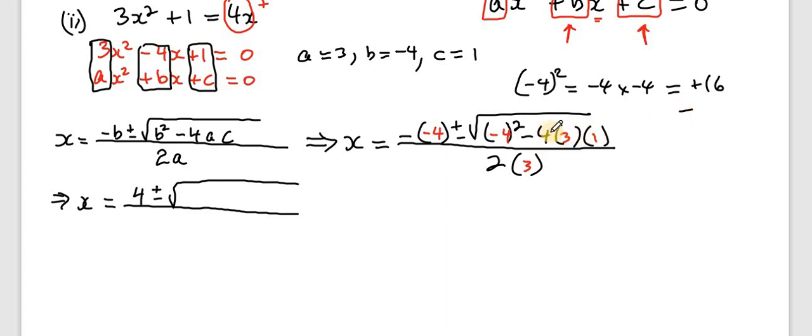4 times 3 times 1. 4 times 3 is what? 12. And 12 ones is still 12. When we subtract that, we get 4. We have more positive than negative, so the answer is just 4. And you correctly stated that. Next step, x is equal to what? 4 plus or minus. What is the square root of 4?